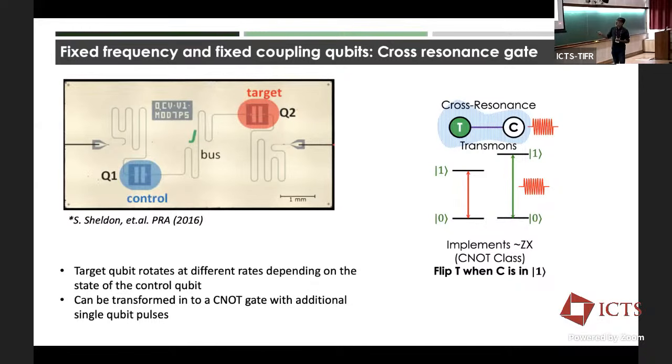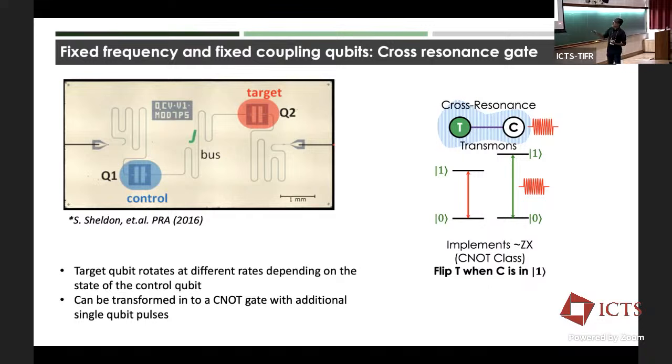So this elementary operation is called a ZX gate, which is of the C0 class. So ZX here basically refers to the fact that the Z state of the first qubit, which is the control, determines the X rotation of the second qubit. And then with additional single qubit pulses, you can create a control NOT, which was that example I gave you, I think in the first or the second lecture, as an example of how to do entanglement between two qubits.